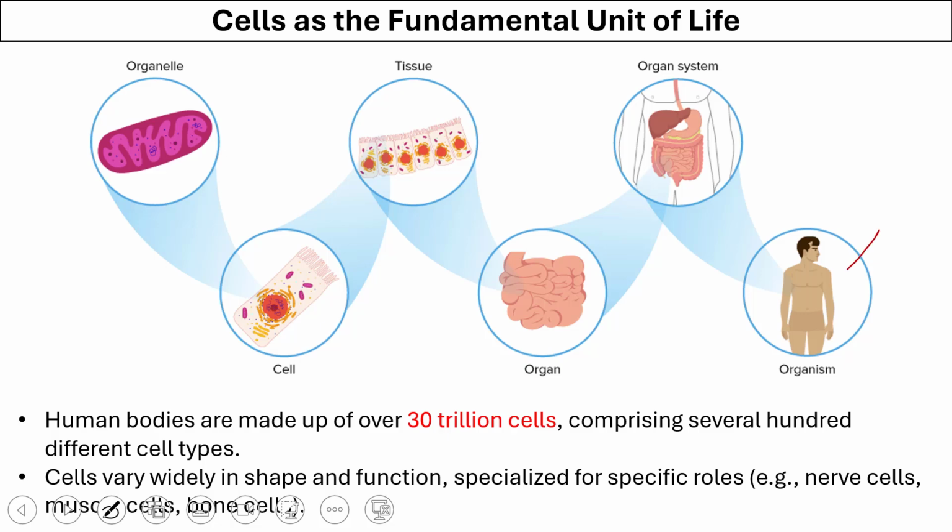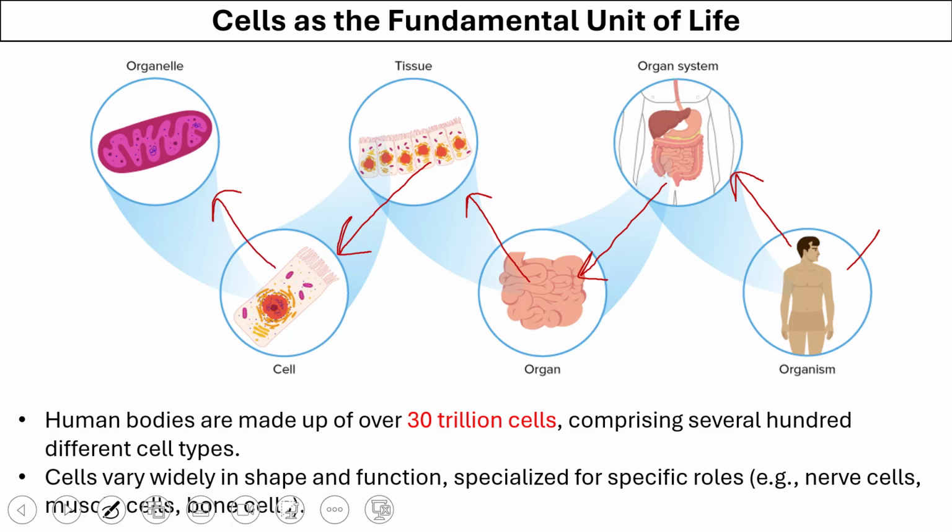You have an organism. The organisms are made up of various systems like digestive system, respiratory system, circulatory system. These systems are further constituted by organs. For example, here you're looking at the digestive system, which is made up of intestines. Then the organs are made up of group of tissues. Tissues are group of cells working together to perform a definite function, and cells are made up of organelles.